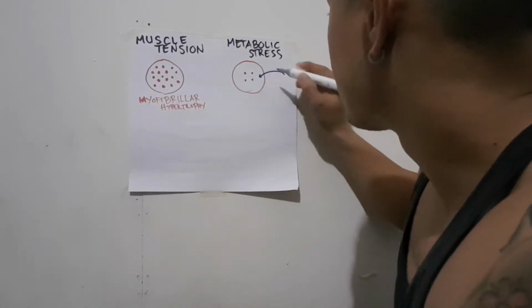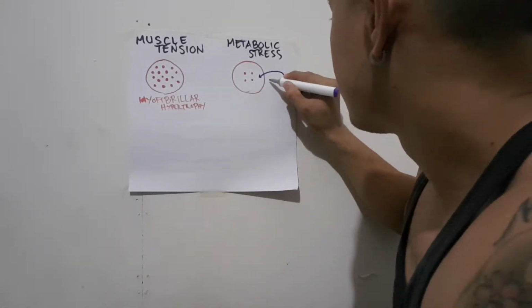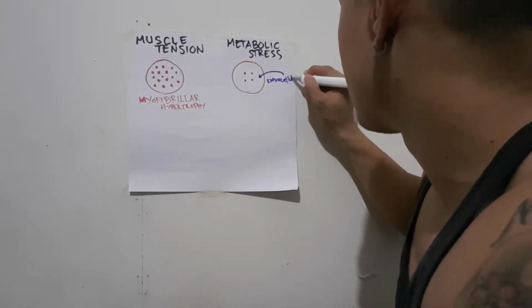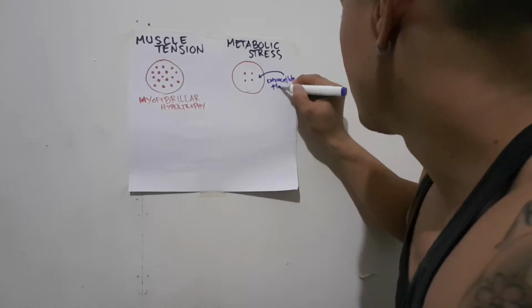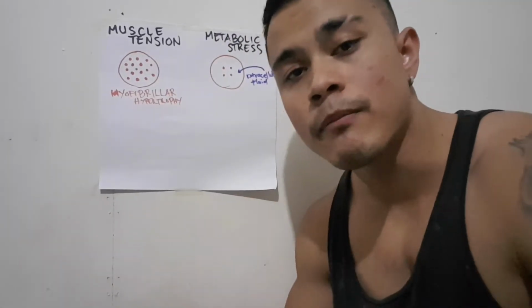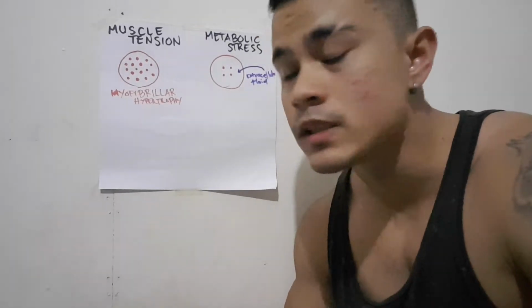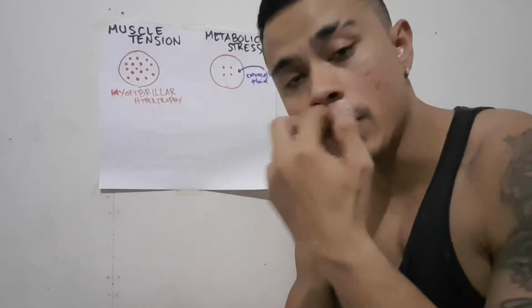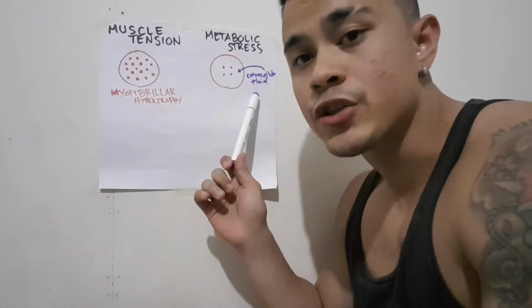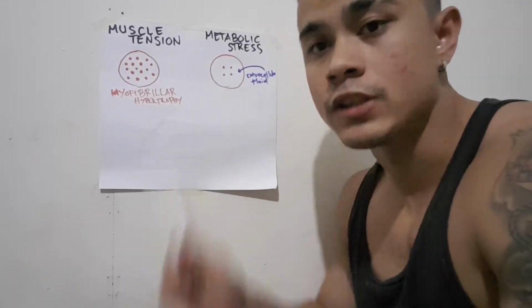Okay, so extracellular fluid. I'm not sure if you can read that. Now, why is the water going inside the cell? If you still remember the definition of osmosis, it is the diffusion of water molecules from an area of lower concentration to an area of higher concentration.